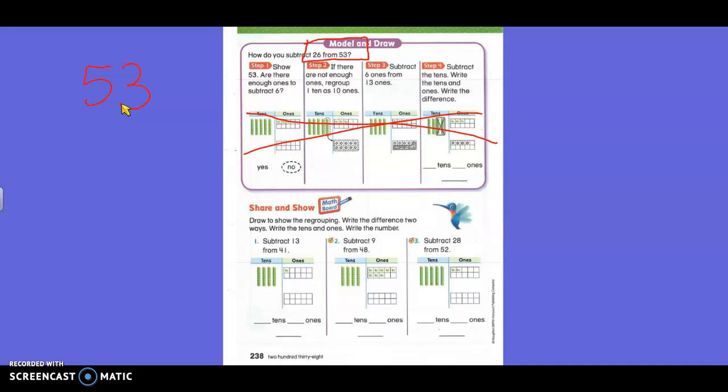And our little number is 26. Now, the reason why 53 has to be on top is because you can take 26 from 53, but if it was like this, you can't take 53 from 26, can you? If you only have 26 butterflies, I can't take 53 away from you, can I? No. Okay, that's why it doesn't work. You always have to have the big number on top.